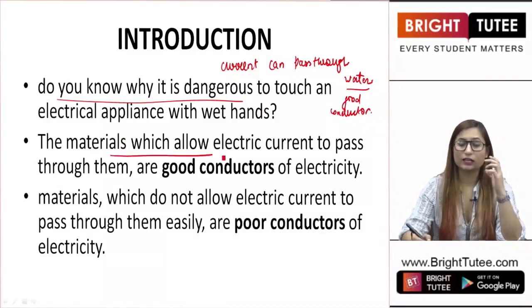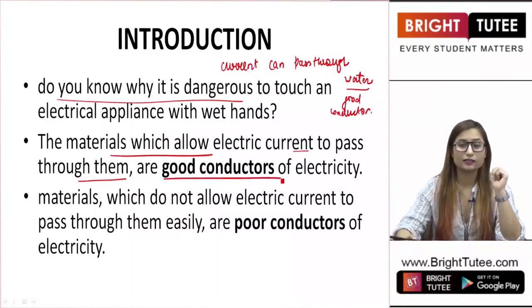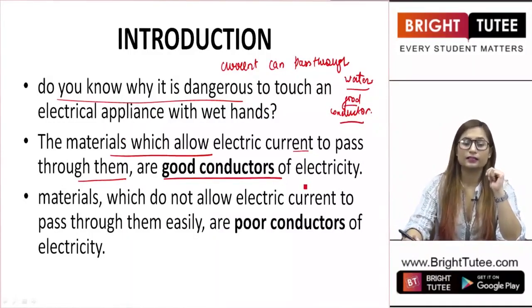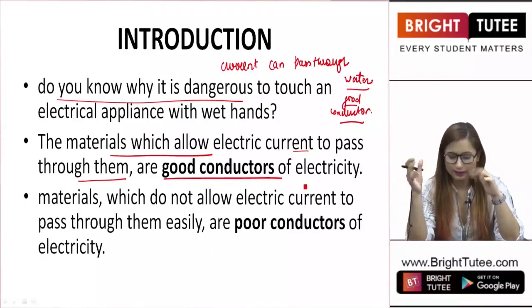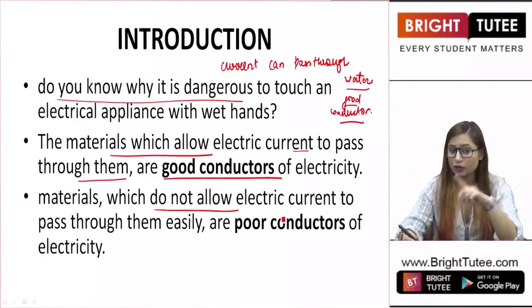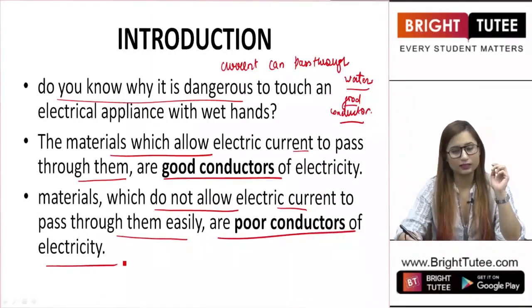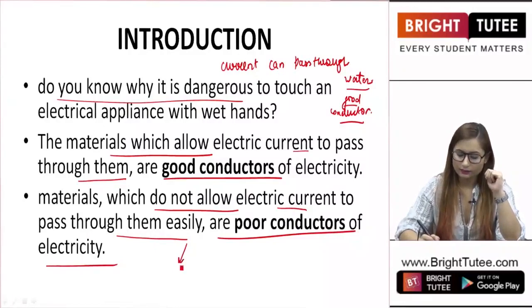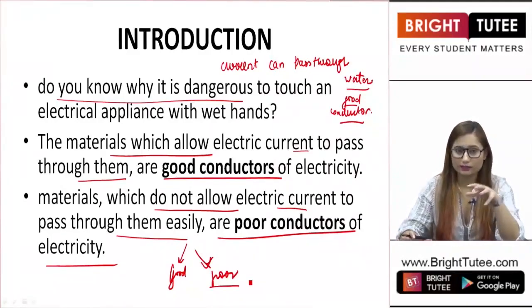The materials which allow electric current to pass through them are good conductors. As I just told you, water is a good conductor, because it allows electric current to pass through it, right? Materials which do not allow electric current to pass through them are called poor conductors of electricity. So there are two kinds of substances: good conductors, which allow the electric current to pass through them, while the poor conductors do not allow electricity to pass through them, right?